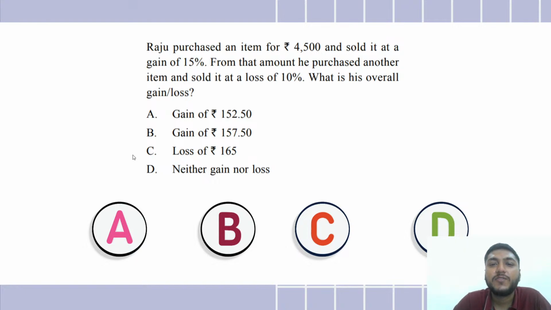So Raju purchased an item for 4,500 rupees and then sold it at a gain of 15%. From that amount, he purchased another item and sold it at a loss of 10%. What is his overall gain or loss? So we have to calculate the overall gain or loss, right? In this question, we have been given the cost price and the profit percentage. Try to do the question by yourself and then we will solve it and see what the answer is.